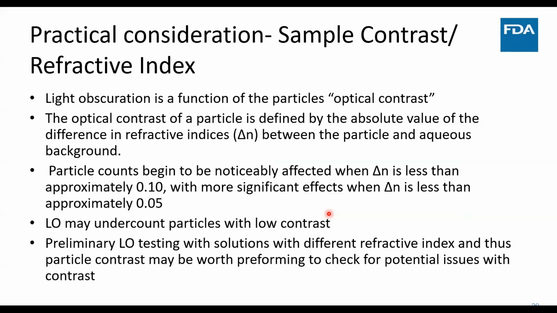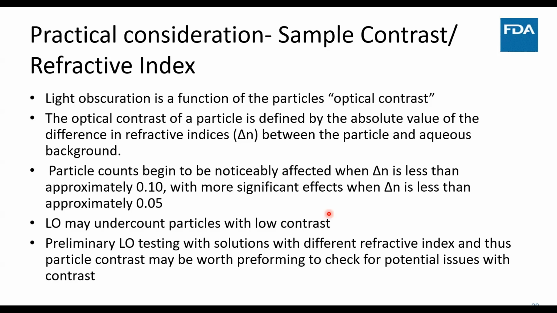The next practical consideration that we want to look at is sample contrast or refractive index. The ability of a particle to obstruct light is a function of the particle's optical contrast. When I'm talking about optical contrast, what I'm referring to is the difference between the absolute refractive index of the particle and the aqueous solution or the medium in which the product is in. As this contrast, or as this difference, lowers, the ability to accurately count the particles decreases.